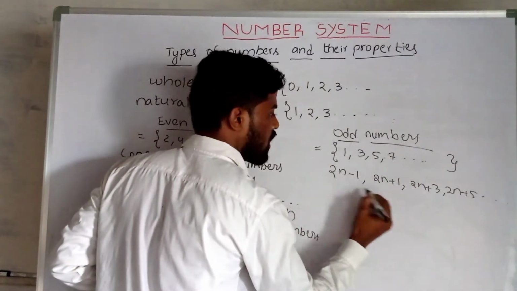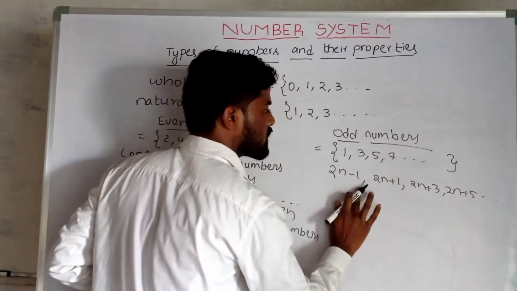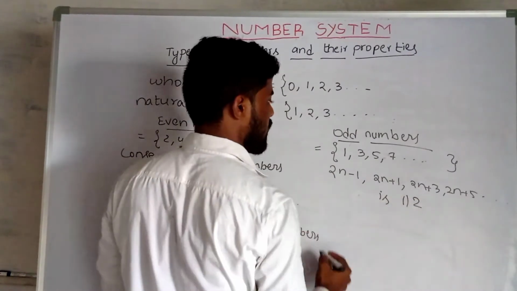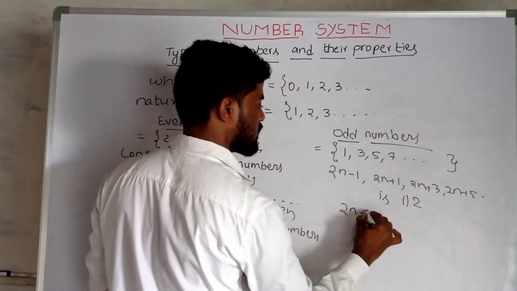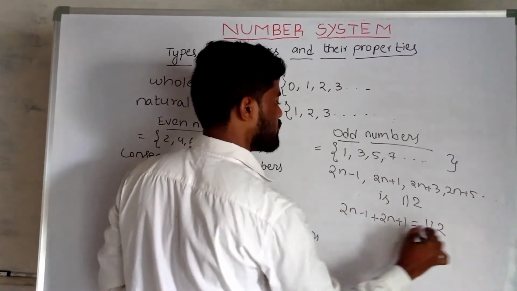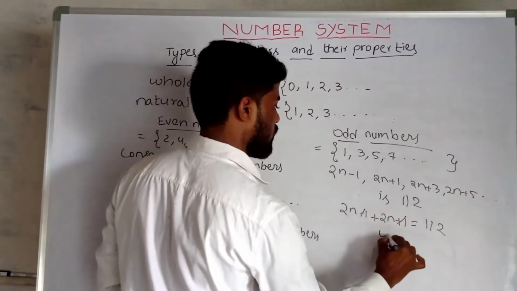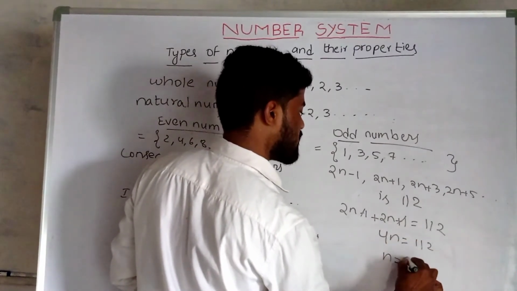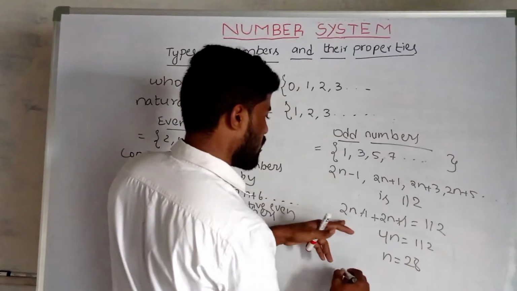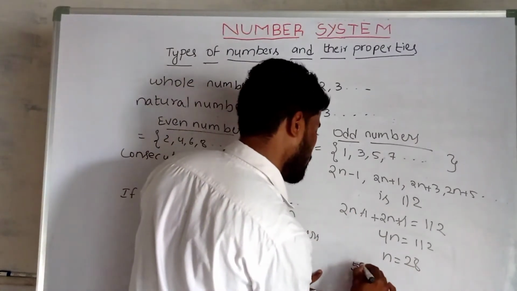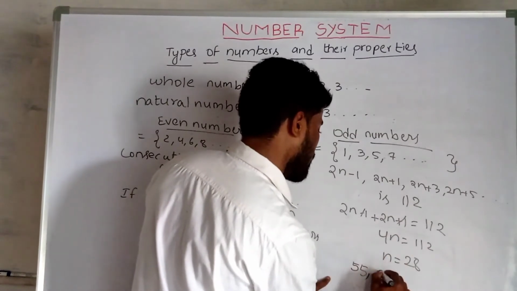If sum of two consecutive odd numbers is 112, find the numbers. 2n minus 1 plus 2n plus 1 equal to 112. 1 and 1 cancel. 4n equal to 112. n becomes 28. The numbers are 2 into 28, 56 minus 1, 55, and 57.